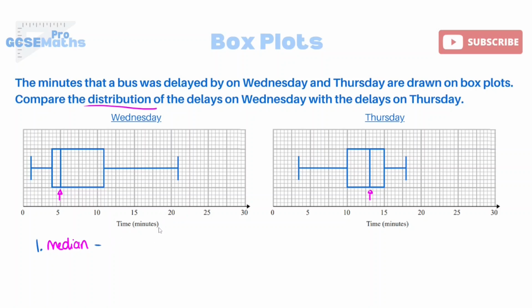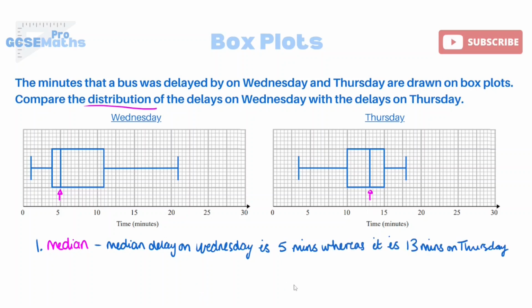The median delay is 5 minutes on Wednesday, whereas it is, now let's check this one. This scale is quite difficult. So just double check 11, 12, 13. That'll be 13 minutes on Thursday. The other thing you can say is the median on Thursday is bigger than the median on Wednesday, for example. Or the median delay on Thursday is longer than the median delay on Wednesday. You know, any kind of thing like that.